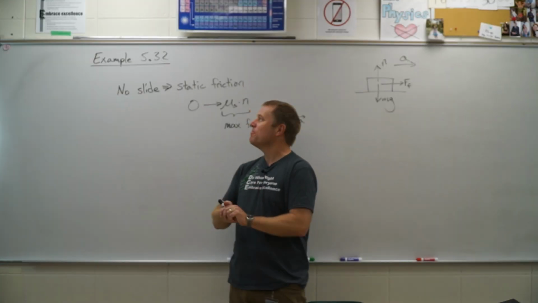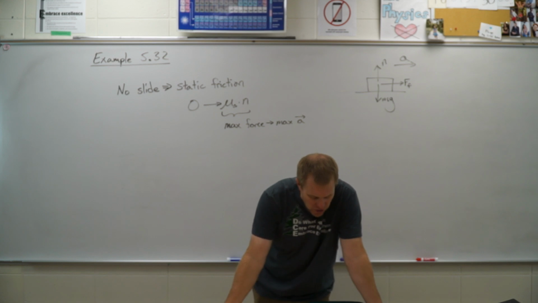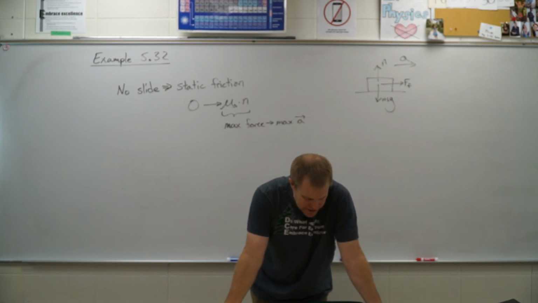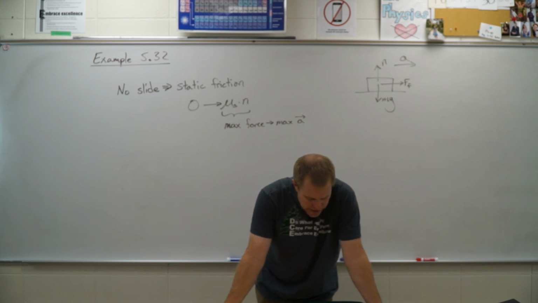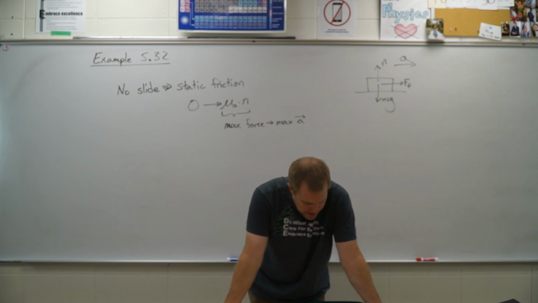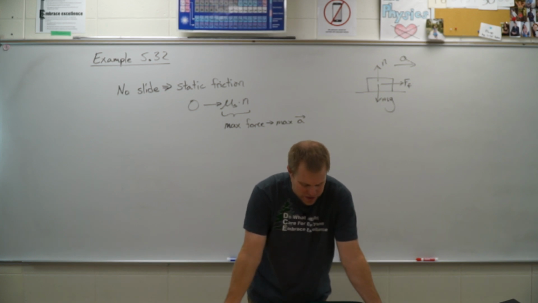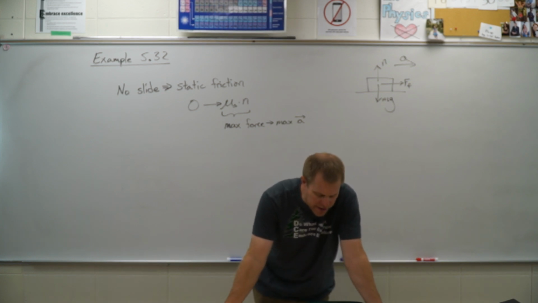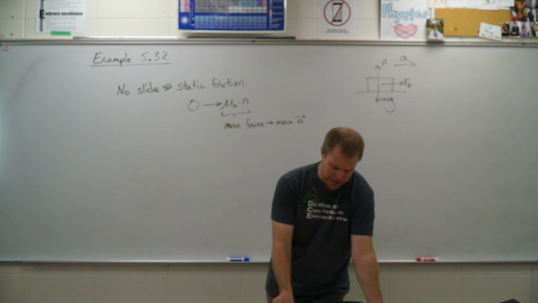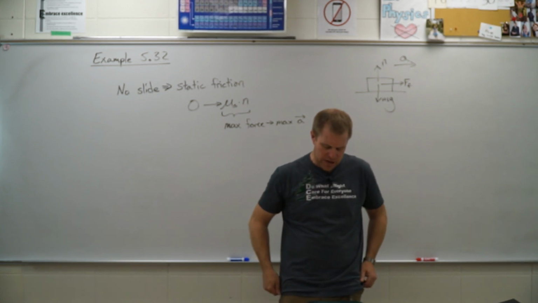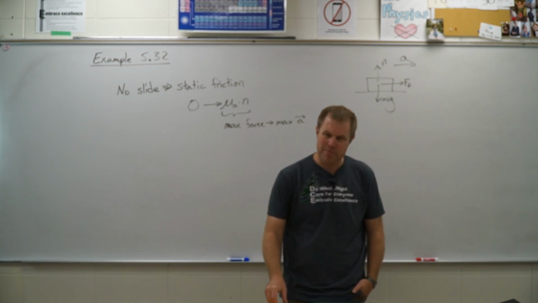Try example 5.32 here. It says a truck is carrying a toolbox, but the rear gate of the truck is missing, so the box will slide out if set in motion. The coefficient of kinetic friction and static friction between the bed of the truck and the box is 0.355 and 0.65 respectively. Starting from rest, what is the shortest time the truck could accelerate uniformly to 30 meters per second without causing the box to slide?